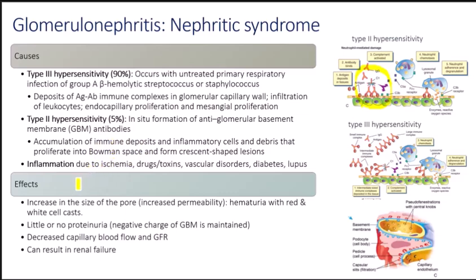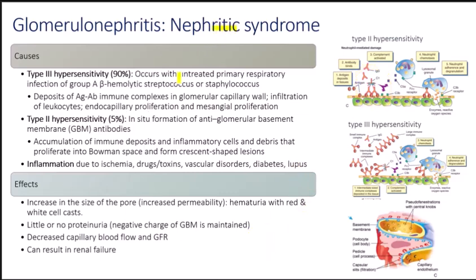A third cause is due to inflammation, and it can be due to a variety of reasons such as ischemia, drugs and toxins, various vascular disorders, other systemic conditions such as diabetes, and systemic lupus erythematosus.